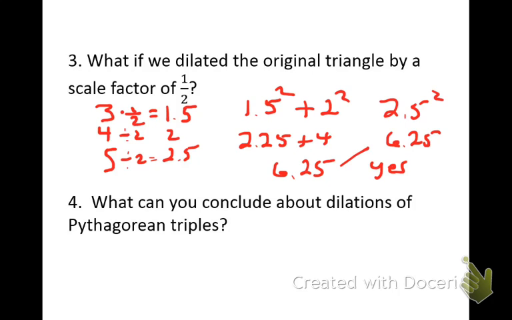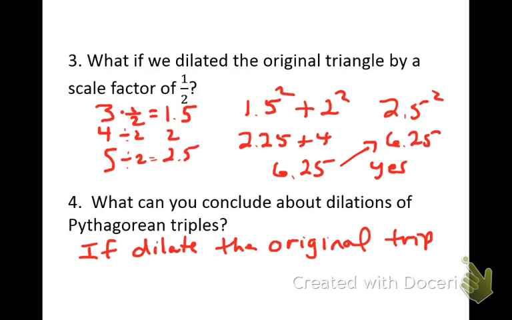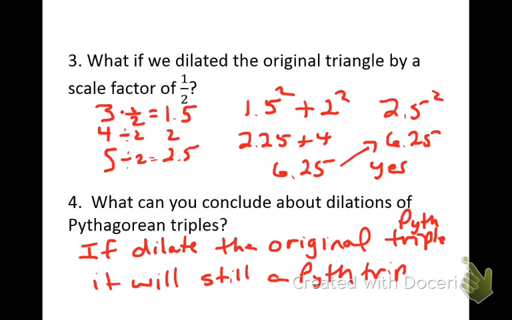So what conclusion could we make about dilations of Pythagorean triples? So if you dilate the original triple, and it is a Pythagorean triple, it will still be a Pythagorean triple. So as long as you start with something that is the sides of a right triangle, if you use a scale factor on it, it will continue to work.